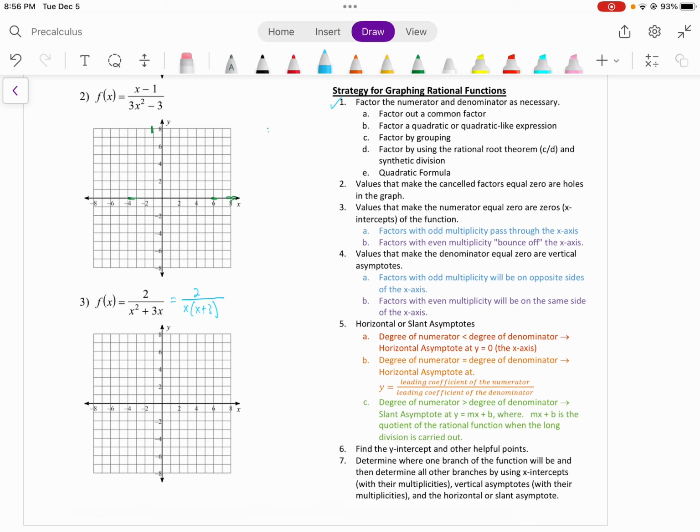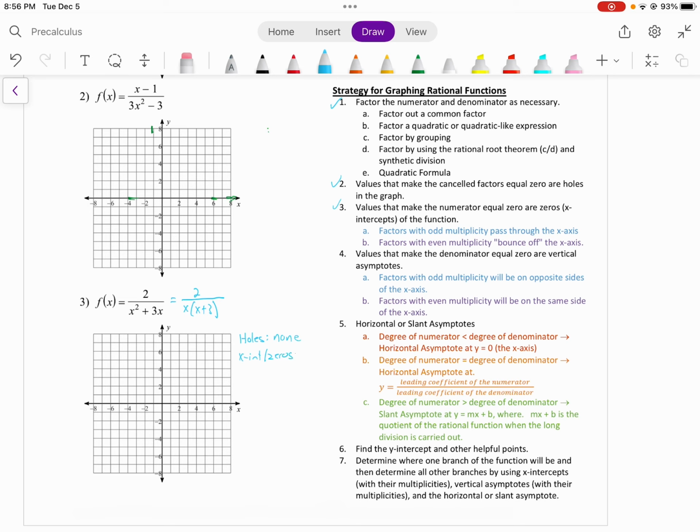Now we're going to go through our list of things we've done before. We have holes. That's from number 2. And holes only occur when things cancel, so nothing canceled here, so this is a none. Then step 3 is x-intercepts or zeros.